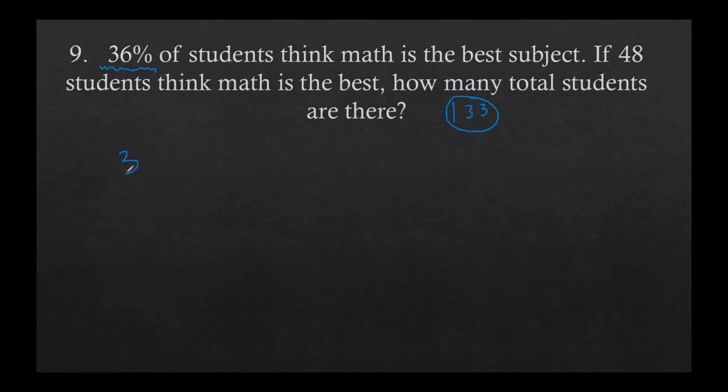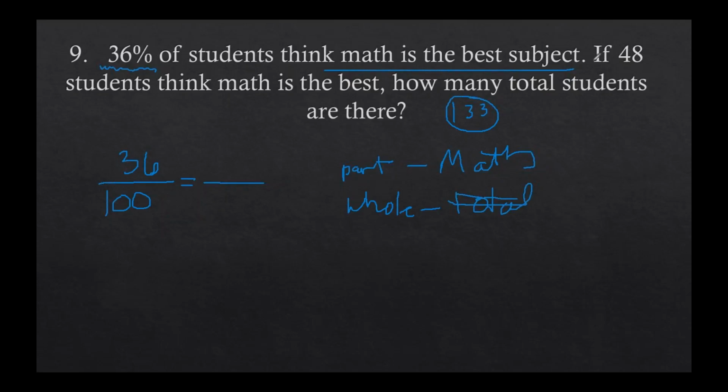So if we start with the percent, it always goes over 100. Now, remember the part, and this part represents those that like math, right? That's what the 36% of students think math is the best. So the top is people who like math. The bottom is the whole, also known as the total. So when you're looking at 48 students think math is the best, well, 48 means that's the part. How many total students are there? You're trying to find the total, so X goes on the bottom. So when we cross multiply, we get 4,800 equals 36x. Divide by 36, and you should get X is 133 students.